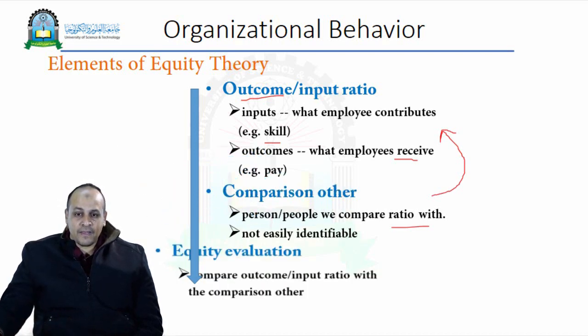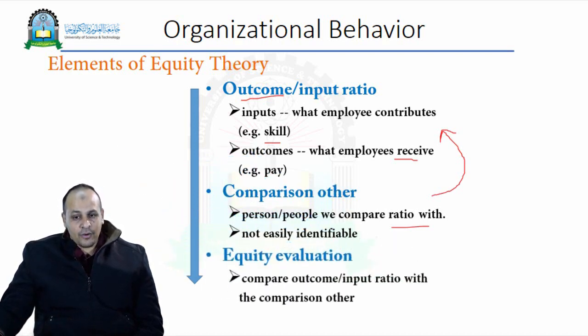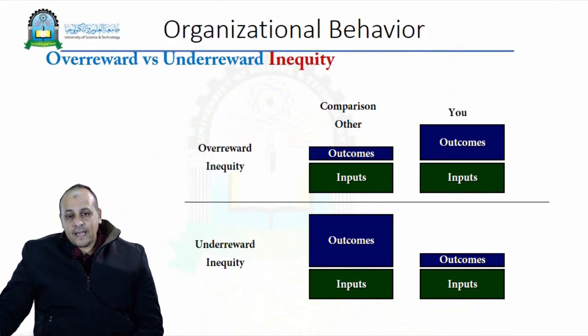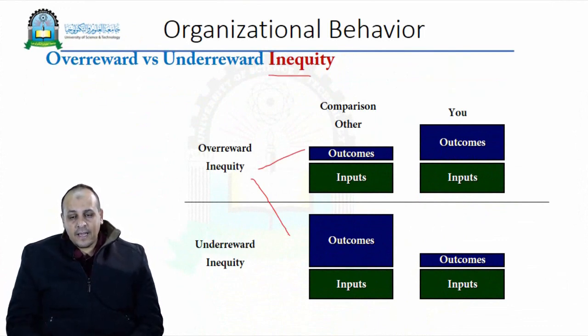Then the last point is about the equity evaluation. Now comparing outcome input ratio with the comparison other. Here's an example of how this can be done. This is a process of comparing others' input with others' output or outcomes. Here, inequity is one of the most important issues that have been discussed in so many textbooks because of the dramatic impact it may have on employees.